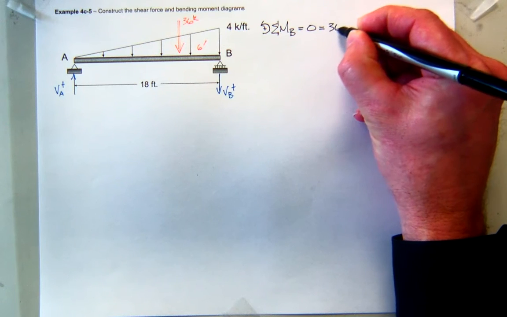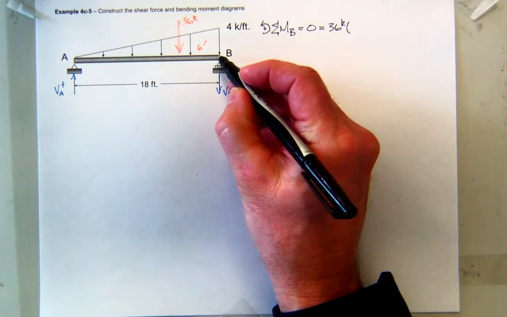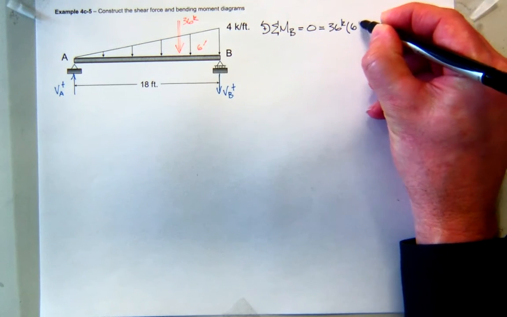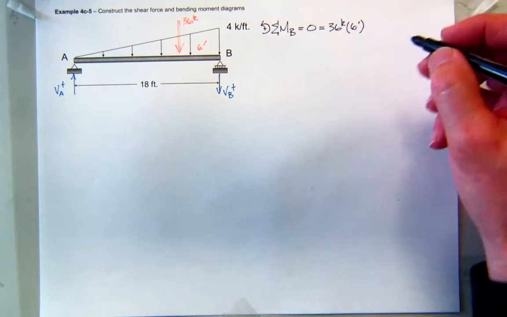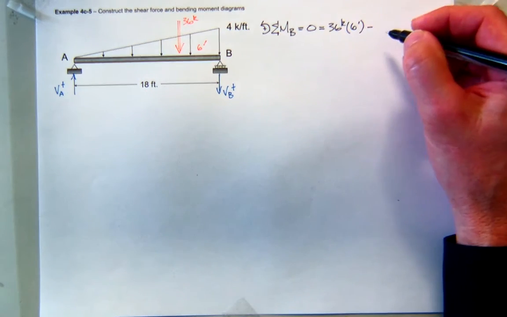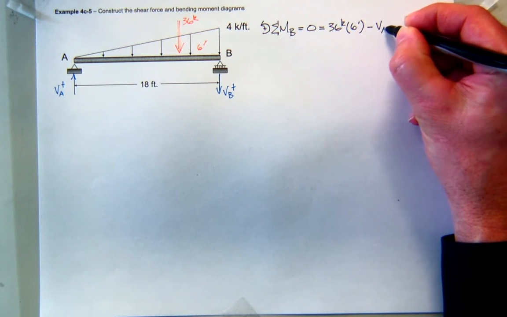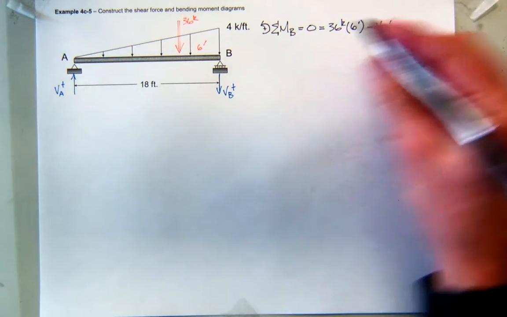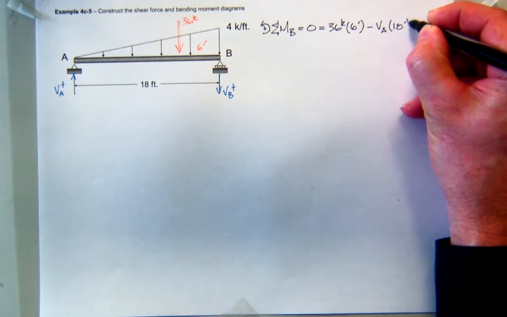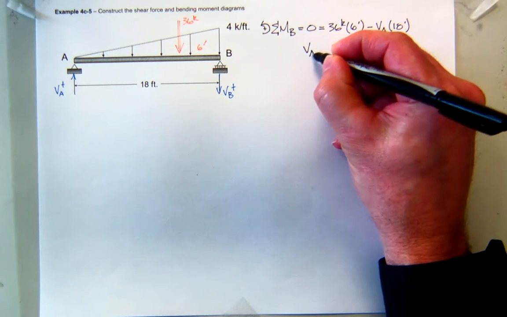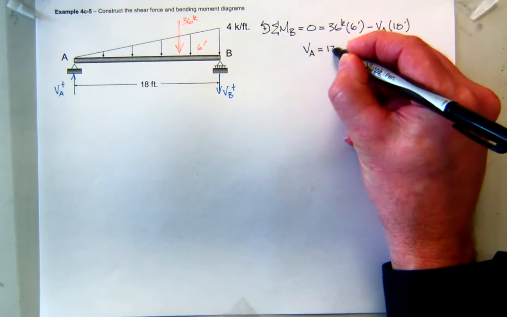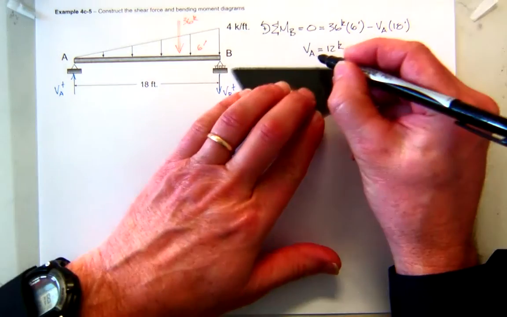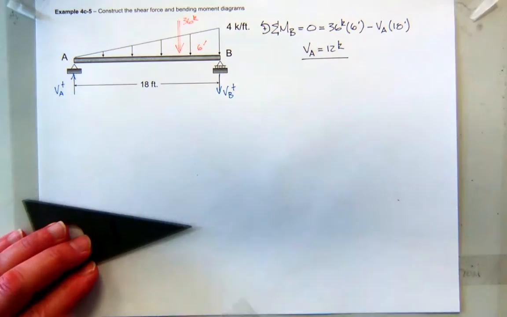Positive. So I've got a 36 kip force. And the distance from B, we've already established that. That's 6 feet. My shear at A creates negative moment. It'll have a force of the shear times that distance, which is 18 feet. So it's not hard to find that the shear at A is 12? Yes. 12 kips, and it's positive, so I have a positive shear at A.